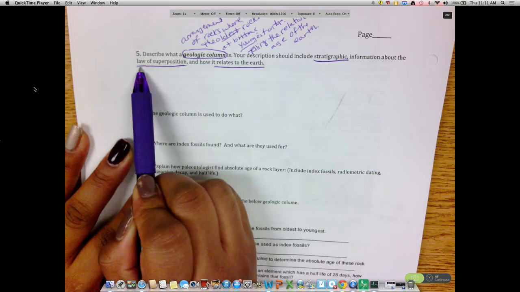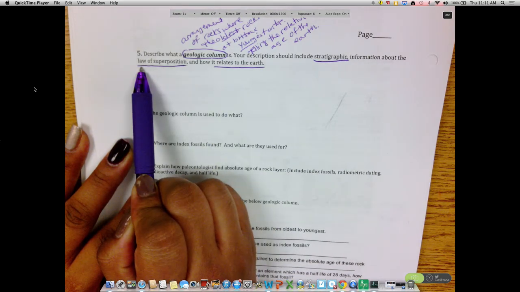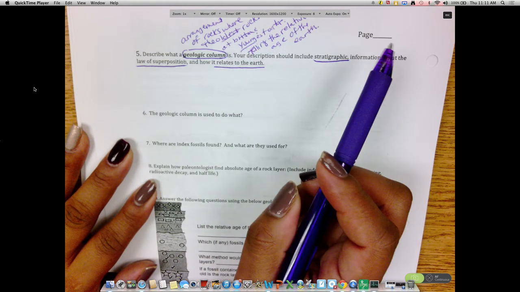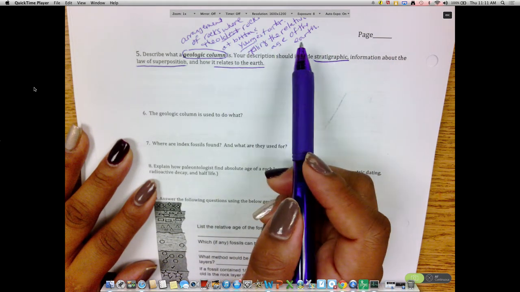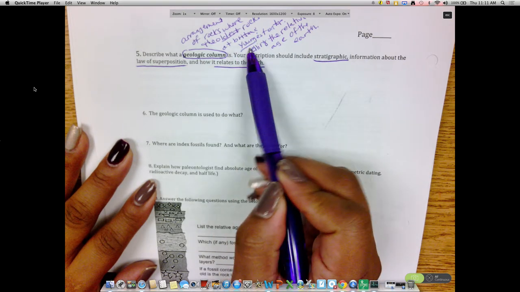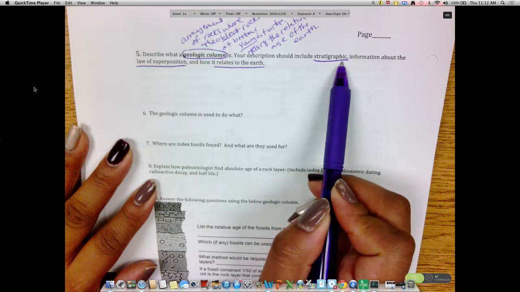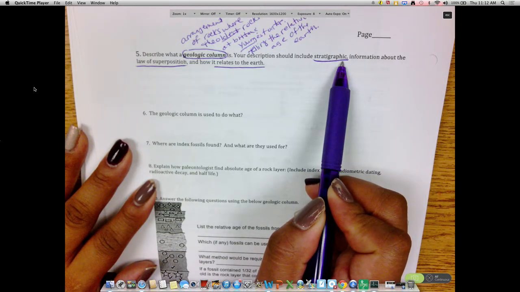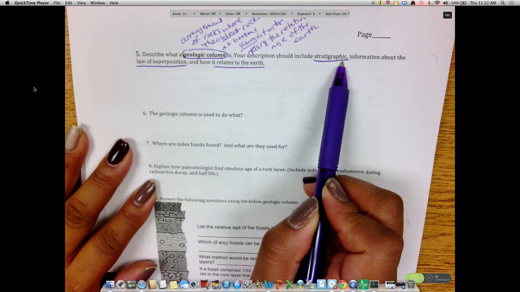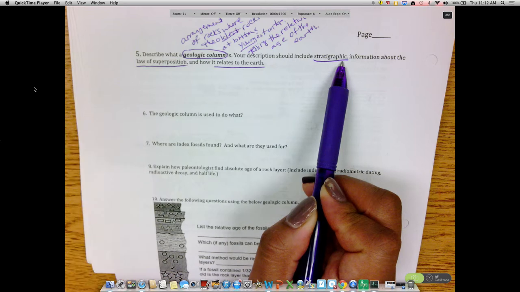Have we included law of superposition information? Yes, we just have to stick that word in there somewhere. Where would we put that? Where she said the oldest rock is at the bottom. Yep, oldest rock is at the bottom and youngest is at the top. Did we mention anything about stratigraphic? Yes, we did. We didn't put the word in there, but where would stratigraphic be talking about here?